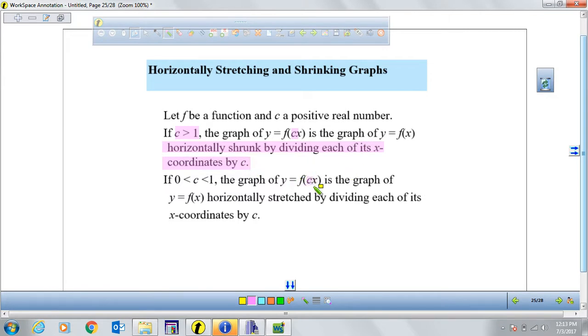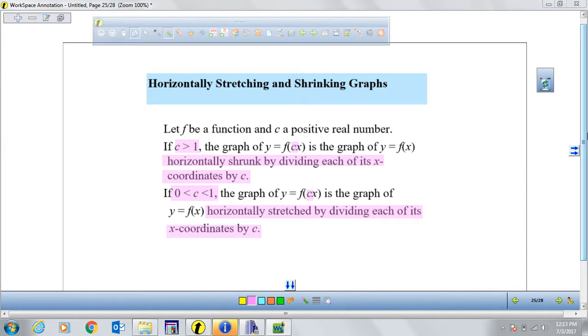Now, when you are multiplying a number c in front of the x, but that number c is between 0 and 1, which is a fraction, then that number is going to cause the graph to horizontally stretch. And to get the new values of the points, you're going to divide all of the x values by that number c. So that's what it creates. So if the number in front of the x is bigger than 1, then it creates a horizontal shrink, and you get it by dividing the x values by that number c. If that number in front of the x is between 0 and 1, then that's going to create a horizontal stretch, and you obtain it by dividing all of the x values by that number c.